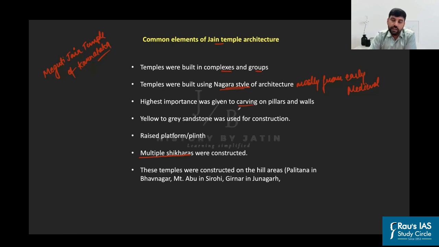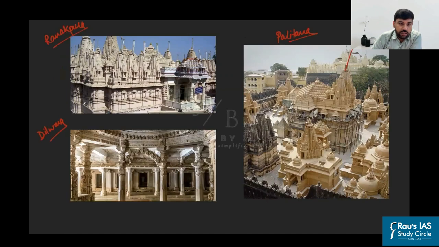Carving: you have seen the images. Every inch of the temple is carved out. Yellow to gray sandstone is used. Raised plinth. Now, what is a raised plinth? As you can see over here, this is the raised plinth. You have to climb at least 7 to 8 stairs, sometimes 10 to 15 stairs to go to the temple. It's not flat like the Dravida style, where the ground surface and the temple do not have much difference. Here the difference is very high.